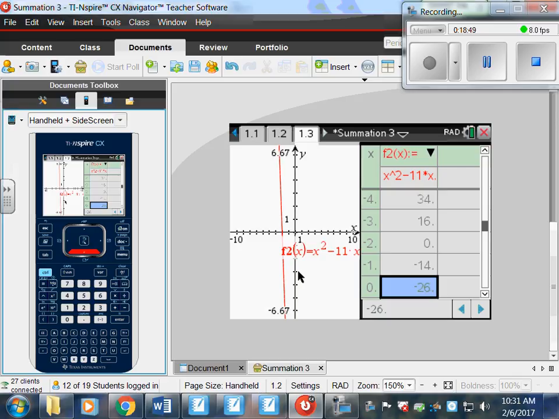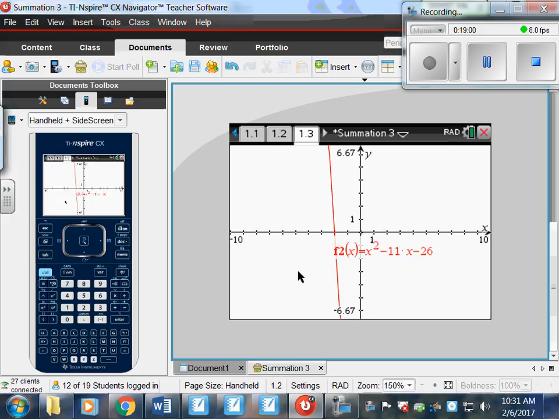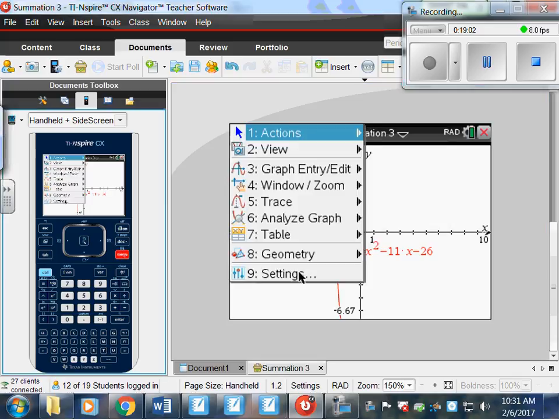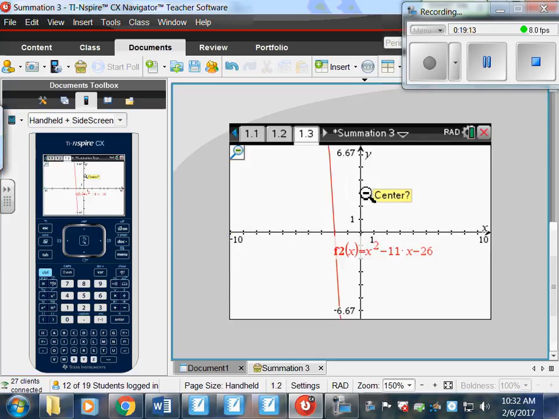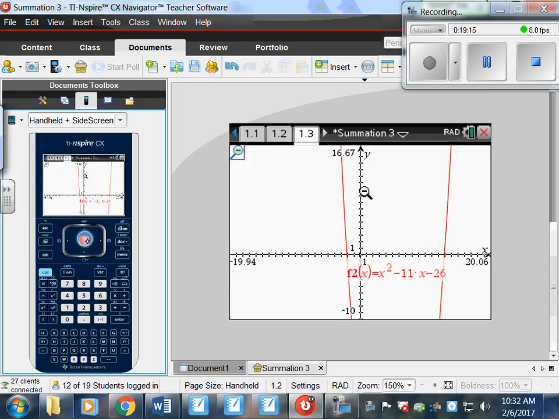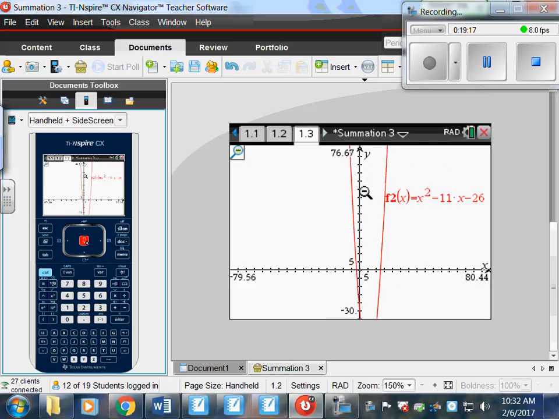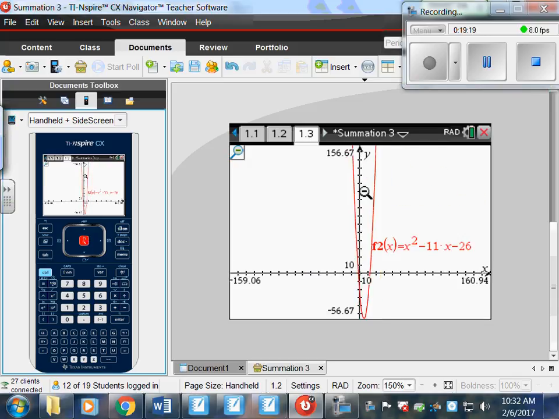Now the vertex, again, that's what I'm talking about. The vertex is something that we can't see. So there's a couple of things we can do here. Control T takes away my table. And then we can zoom out of this a little bit. So go to zoom, and I want to zoom out. Now I'm just going to keep hitting the enter button until I can find that vertex. And there it is right there.